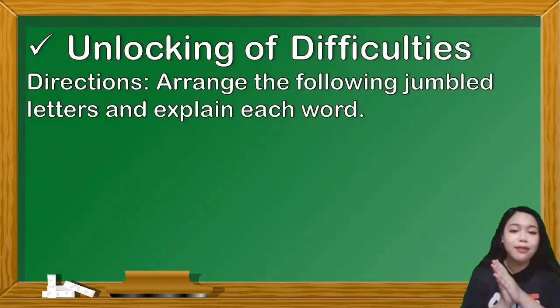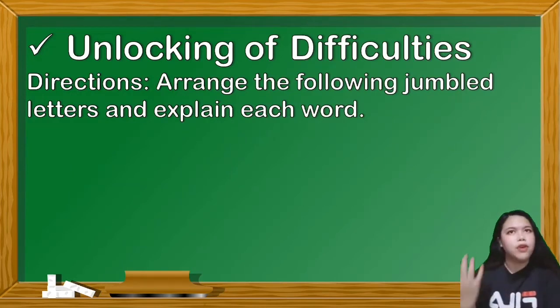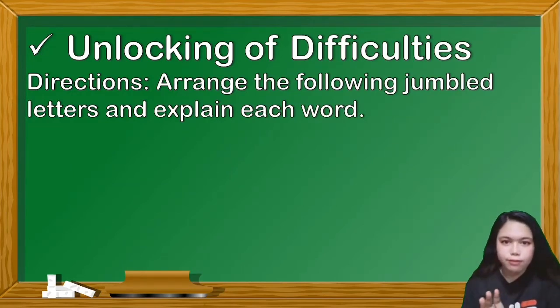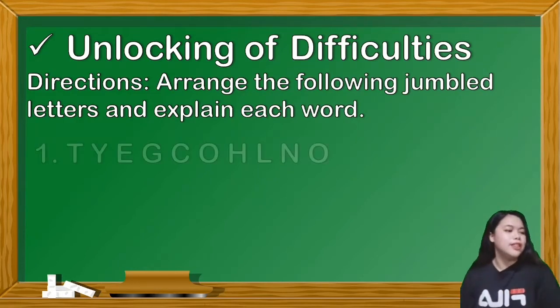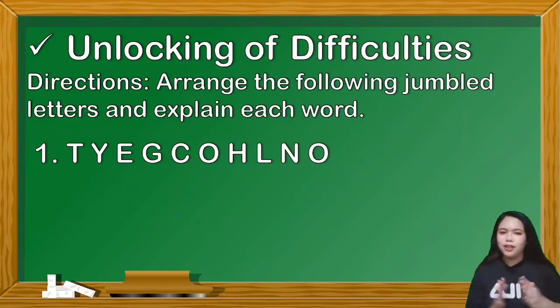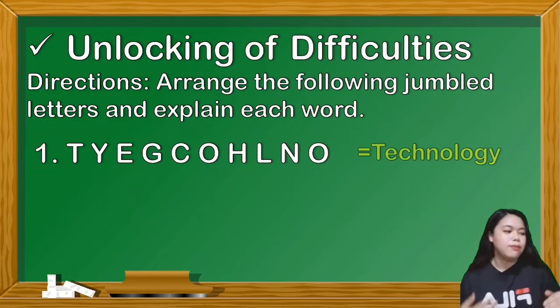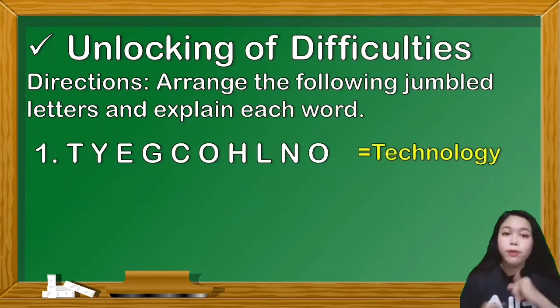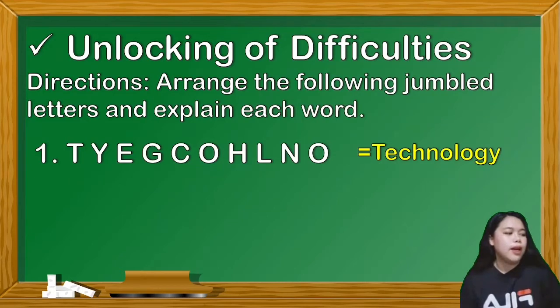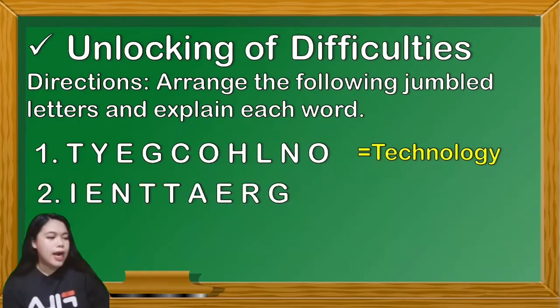Okay, my fellow students, we have here 3 jumbled words. All you need to do is to arrange it and explain what you understand about that word. Okay, first, Tyegcoslno. What do you think is the word? Technology. Alright, very good. Ang teknolohiya ay ang kabuuan ng anumang mga diskarte, kasanayan, kagamitan o proseso na ginamit sa paggawa ng mga makabagong henerasyon ngayon, the modern world. Okay, yan ang teknolohiya.